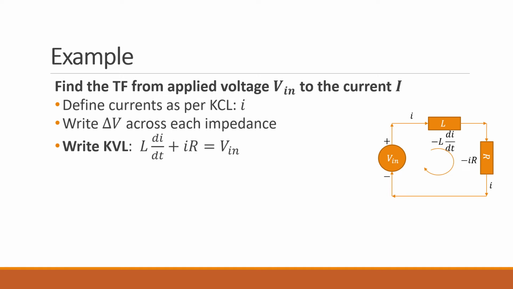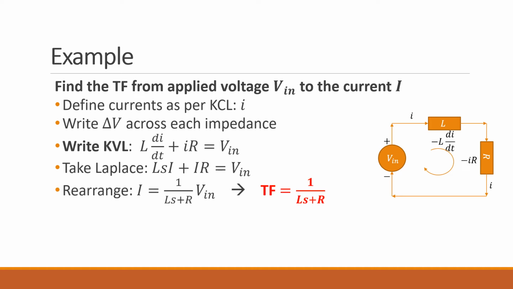Next step is to write KVL. I'm writing it in a slightly rearranged form, but the gist is the same. Voltage across the battery Vin is the same as the sum of voltage across the resistor and inductor, which is IR and L di over dt. To find the transfer function, first we take the Laplace transform and ignore the initial conditions for current. And then we can rearrange this equation to solve for I in terms of Vin. The transfer function is what you multiply by Vin to get the I. Hence, the transfer function is 1 divided by Ls plus R.